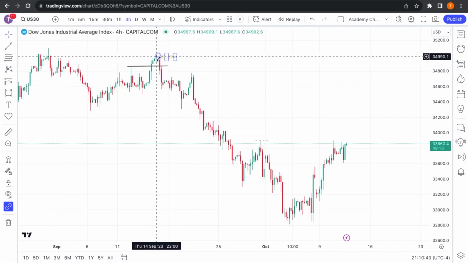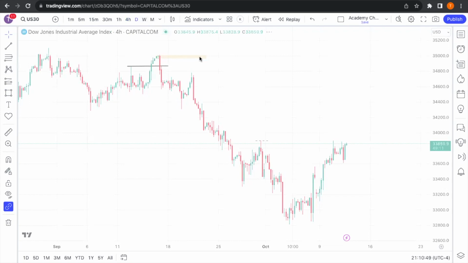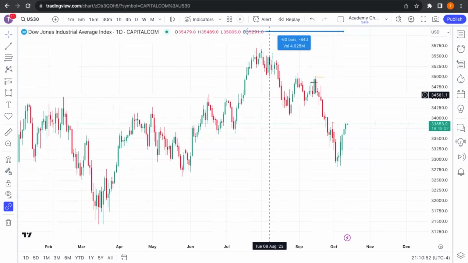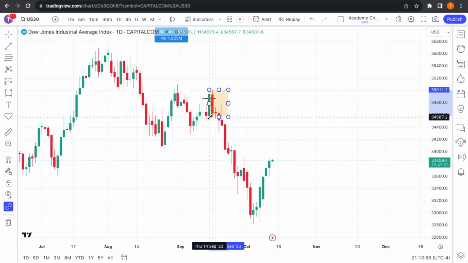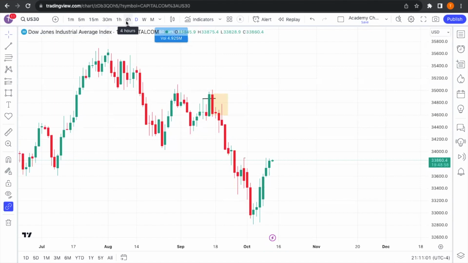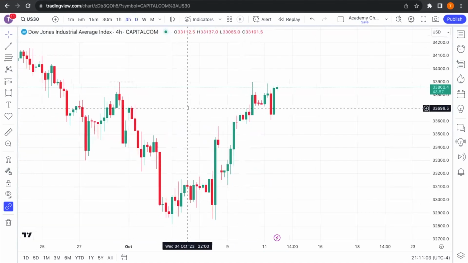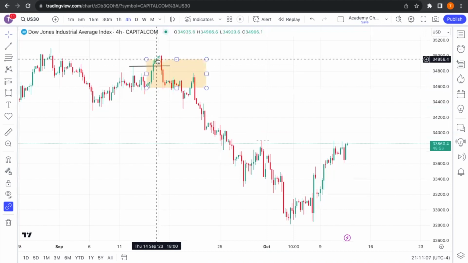So for example, you can see this, I just had this level highlighted on the 4 hour, but if we go to the daily, right, you see how all of this is a daily order block here. So now let me go back to the 4 hour. Right, you see how all of this is an order block?